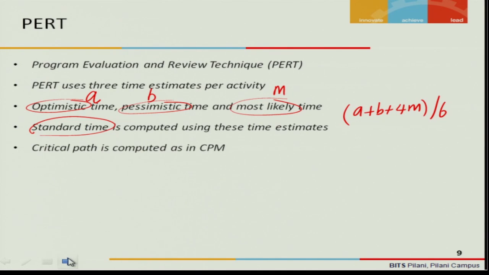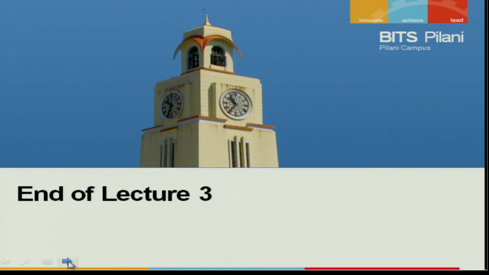A critical path, once you know the standard time, the rest of the process steps are the same. The critical path is computed exactly as CPM, because from these 3 time estimates, you will find the standard time, which is nothing but the T, and you will use this T for finding the critical path, like the way in which you will do for a CPM tool.